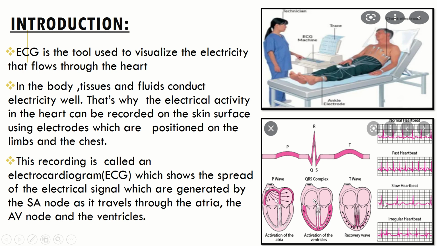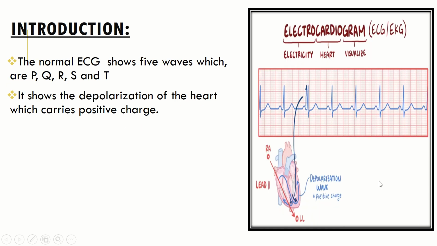In a slow heartbeat, it will be very sluggish, and there will be long intervals between one beat and the other, so it represents a slow heartbeat. An irregular heartbeat means there is no proper interval. Sometimes it is very congested and very fast, and sometimes it is very slow. So very irregular intervals take place in an irregular heartbeat. We will see one by one in detail.